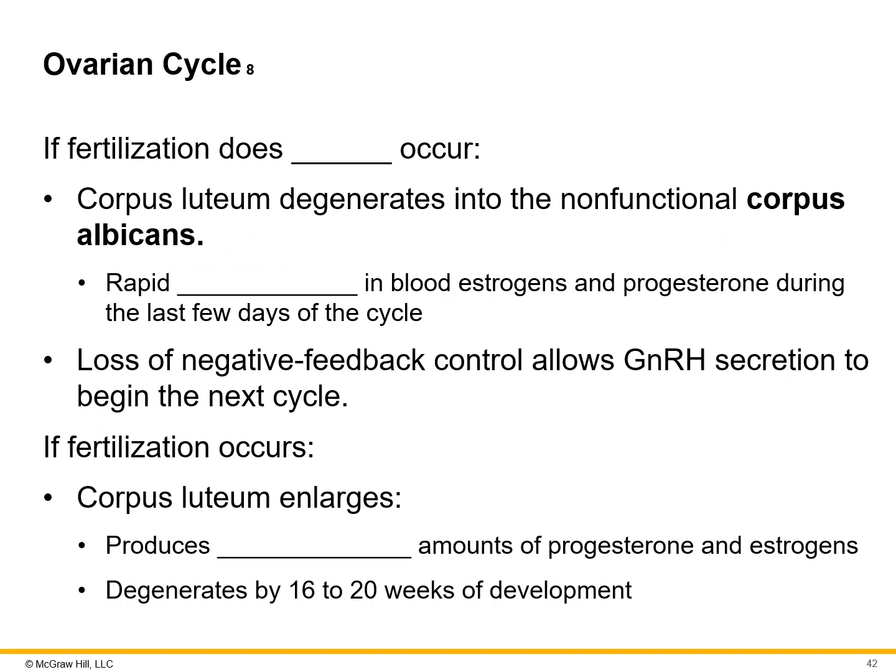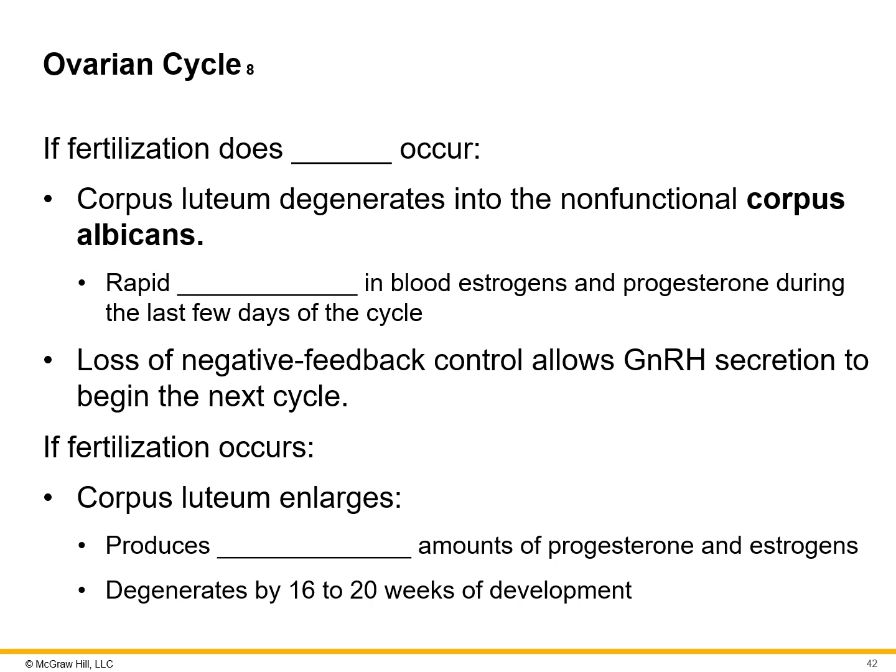So if fertilization does not occur, then the corpus luteum is going to degenerate into a non-functional corpus albicans. So we're going to have a rapid decline in blood estrogens and progesterone during the last few days of the cycle. We're going to have a loss of the negative feedback control, which will allow GnRH to start to be secreted again. Progesterone is no longer blocking it, so now that next reproductive cycle can occur.